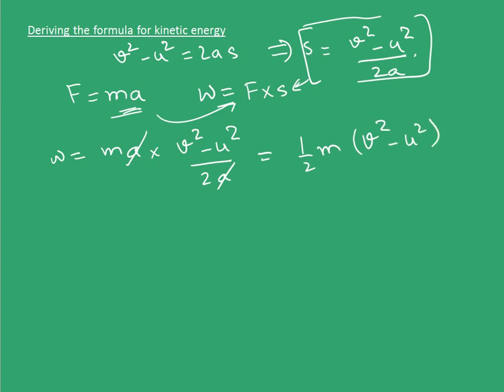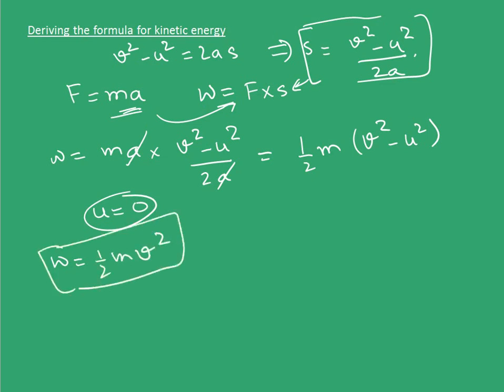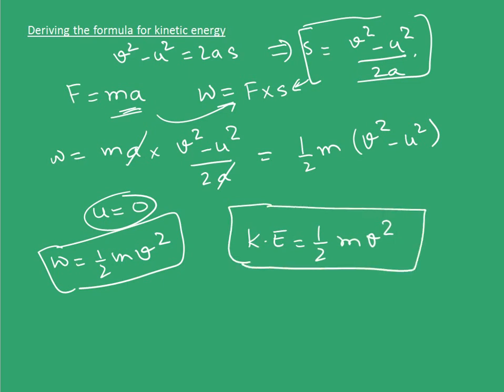We will here assume that the object starts from rest. Therefore, u is equal to 0. Hence we get work done is half mv square. Now this work done is equal to the change in kinetic energy. Therefore, kinetic energy KE is half mv square. So this is how we derive the formula for kinetic energy.